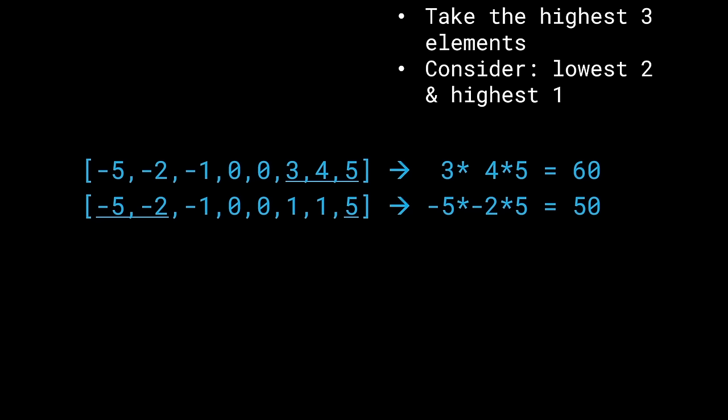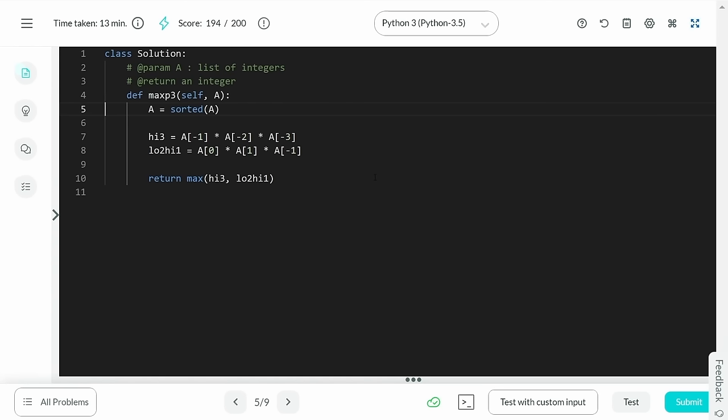All right, now let's actually talk about the code for the solution. Here is the code. As I mentioned, the first step is to sort the array. So A equals sorted of A, which will return a sorted array, and this will be sorted in ascending order. On line 7, I have high3 equals A[-1] times A[-2] times A[-3], basically saying that we're going to pick the highest three elements.